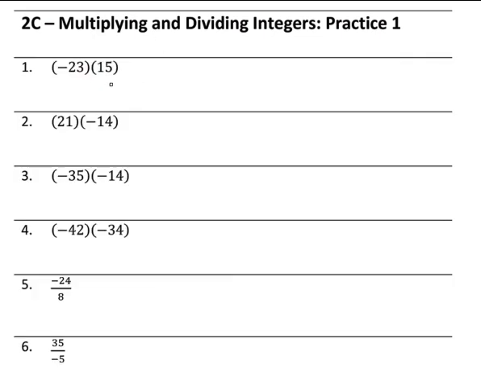In number 1, we're multiplying minus 23 times 15. So let's just do this on the side. Let's multiply 23 times 15. So here we have 5 times 3, 15. 5 times 2 is 10, and 1 is 11. And here 1 times 23 is 23. So we have 5, 4, 3. 345, and we know the answer is negative. So that would be minus 345.